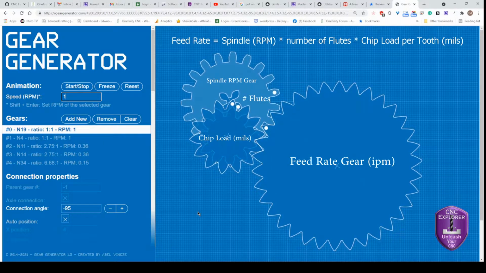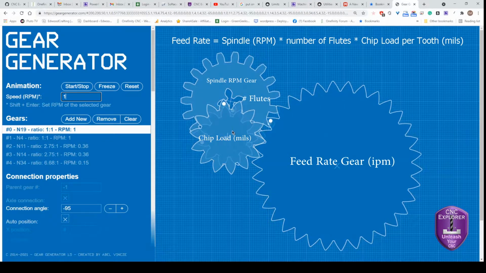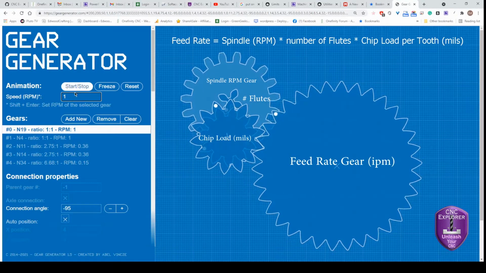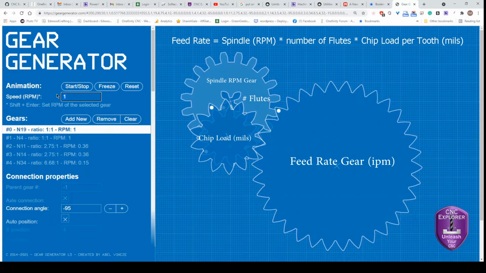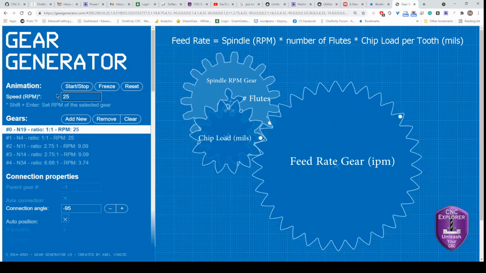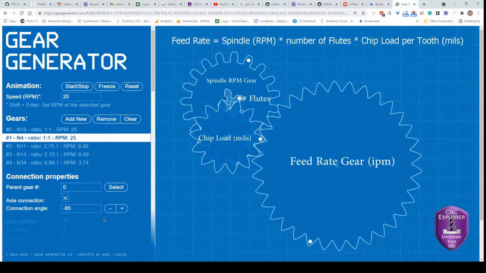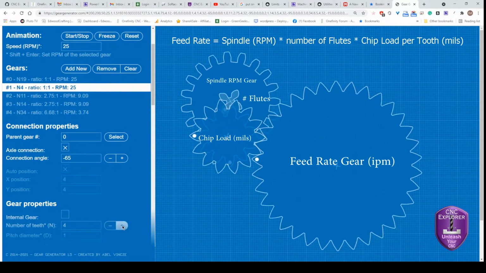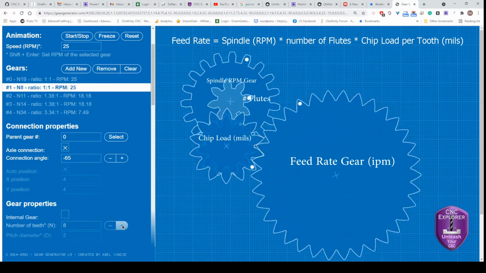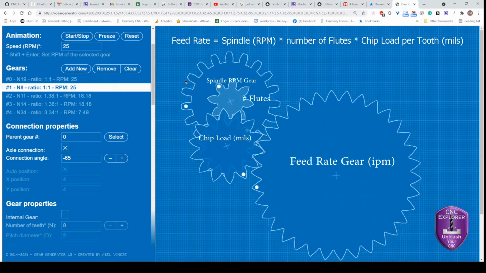Now, this ratio is completely fixed by my number of flutes and my chip load per tooth. So if I go back and say I'm going to run this a little slower, let's say 25, so my RPM is running at 25, and I'm going to increase my number of teeth, let's say I double it, so instead of 4, I go up to 8. And you notice my RPM is still going at 25.